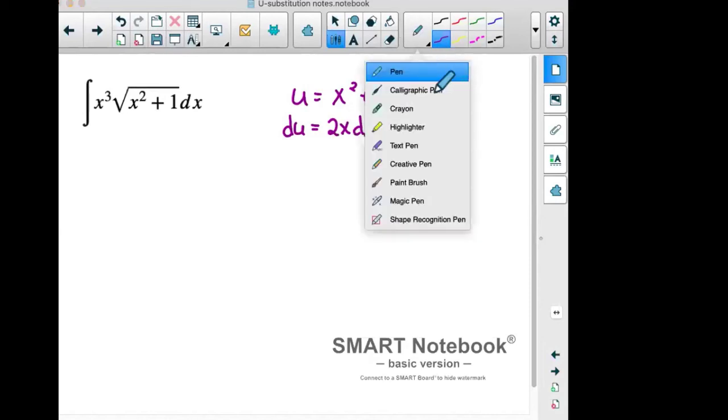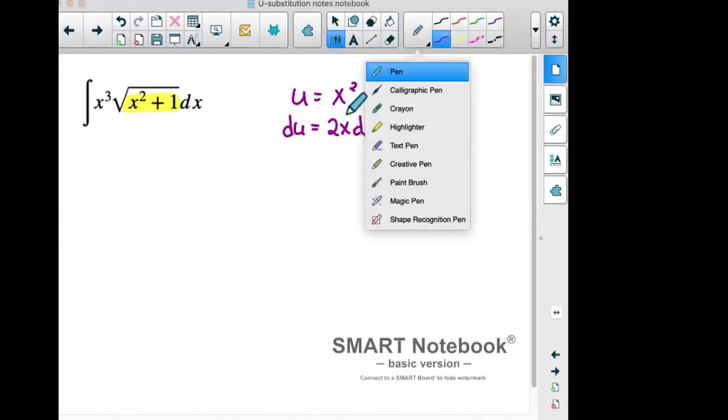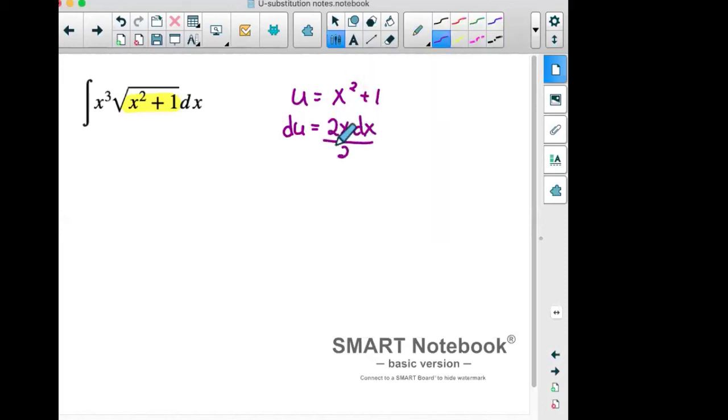All right, so I'm going to check and see what I got going on in my problem. So my inside function is taken care of here. And then I got 2x dx. Uh-oh. I have x cubed dx, so I don't have the 2. So I'm going to go ahead and fix that. So I'm going to divide this by 2. Gives me a du over 2 is equal to x dx.